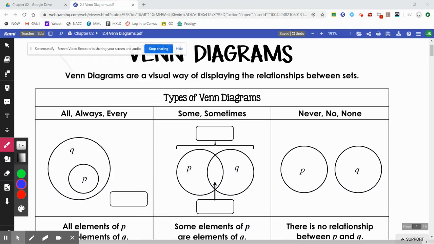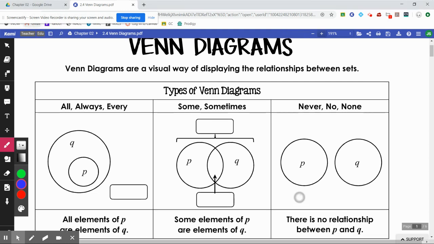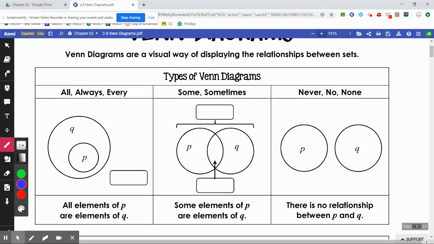Okay, in this video, we're going to be talking about Venn diagrams, and Venn diagrams are actually a great way of representing some of the stuff in logic that we've been talking about. Venn diagrams are a visual way of displaying the relationship between sets.